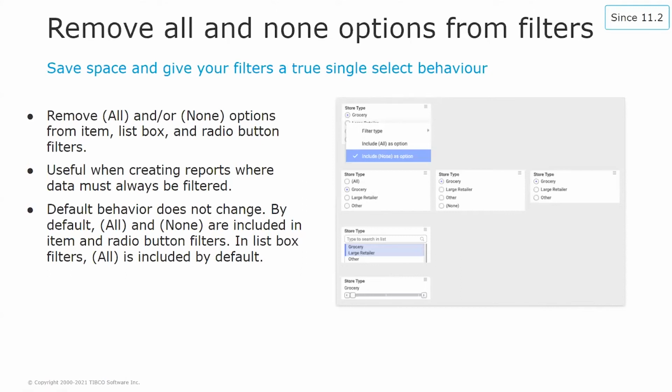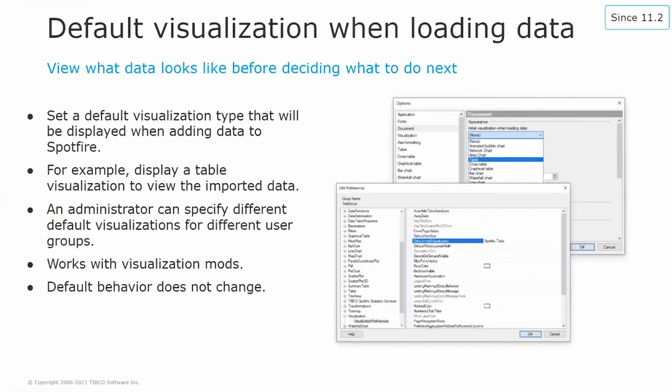Also in 11.2, there is a configuration option, but also an API option, to remove the all and none options from the item filter, the list box and radio button filters. And this is very useful to many users, for example, when creating reports and you want the data to always be filtered. In 11.2 we have also reintroduced the option to have an initial visualization automatically displayed when loading new data. So you can choose your preferred default visualization, and administrators can also specify defaults for different user groups. And of course, the feature works also with mods.